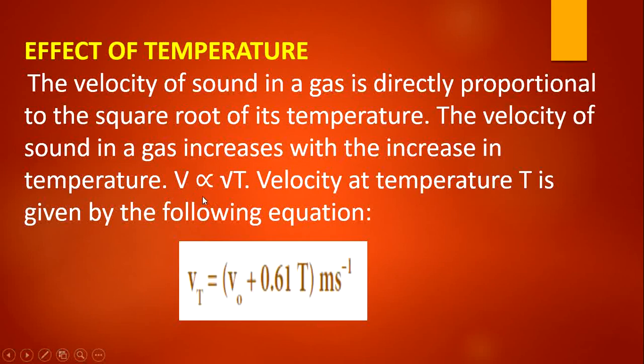In the above equation, V is proportional to square root of T. The velocity at temperature is given as Vt = V0 + 0.61T. When the temperature changes by 1 degree Celsius, the velocity of sound also changes by 0.61 m/s.